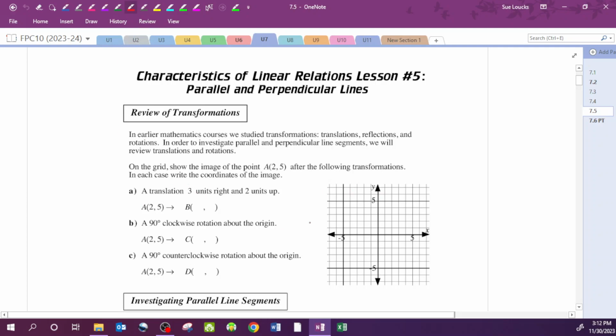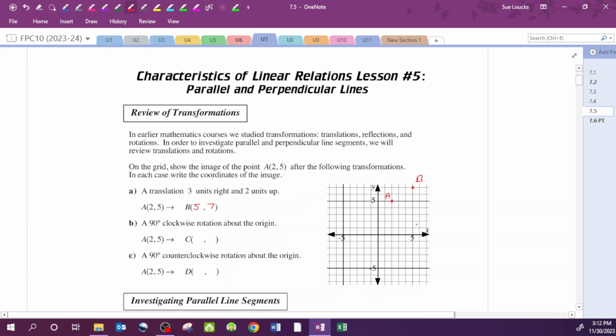A translation is just a slide. So if we start at point A, which is at coordinates 2, 5, so this is my point A, I'm going to slide it 3 units to the right and 2 units up. So it's going to go 1, 2, 3 over and 2 up. And they said to call this point B. So B is now at 5, 7.